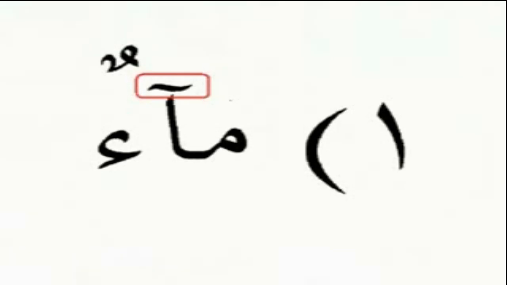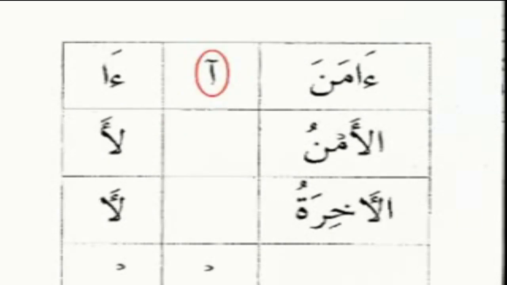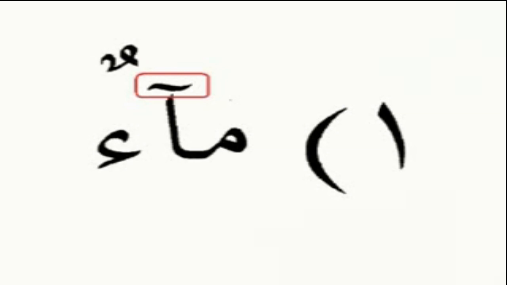So the sign of extra lengthening is this one. Please don't confuse this with the normal Arabic madda, like Adam. We write Adam like this. But ma'un, dabbatun should also have the madda.